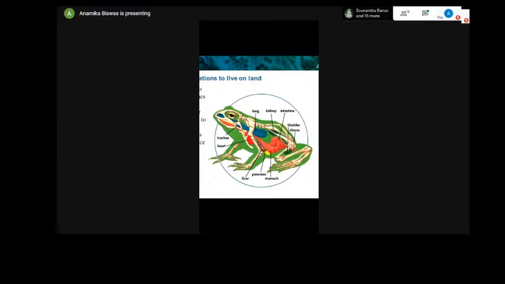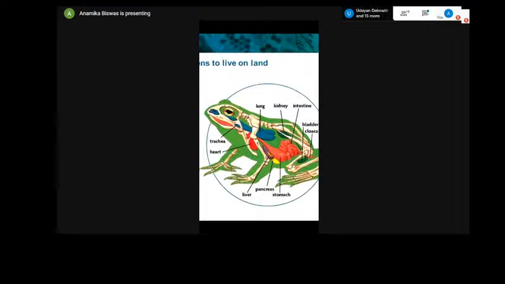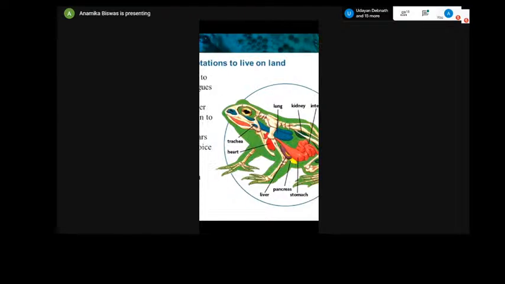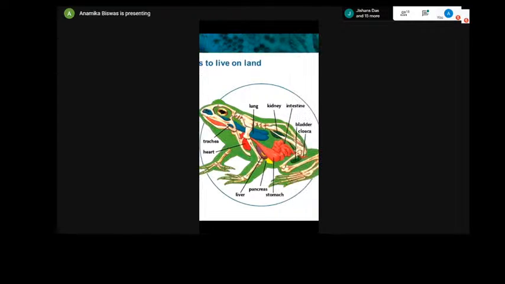Amphibians mostly have two pairs of pentadactyl limbs. Limbs means their legs, yes, pentadactyl means five finger-like structures are there. Therefore they are called pentadactyl limbs. They are used for their locomotion. Then look, their skeleton is seen here. Skeleton is bony.